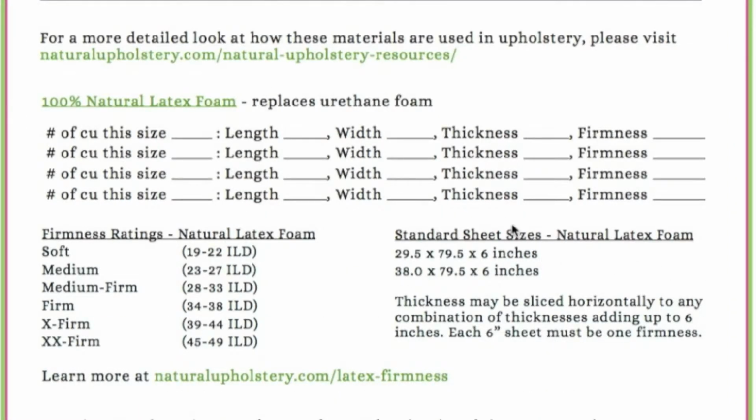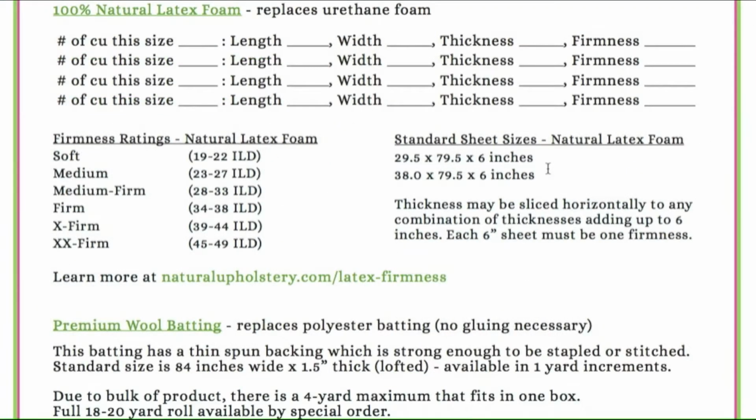The standard sheet sizes for natural latex foam are a little bit different than those for conventional urethane upholstery foam. Naturalupholstery.com sells these 2 standard sizes. Natural latex foam is made for the bedding industry, and that is why it comes in 6-inch thick sheets. The thickness can be sliced for you horizontally to any combination of thicknesses adding up to 6 inches.